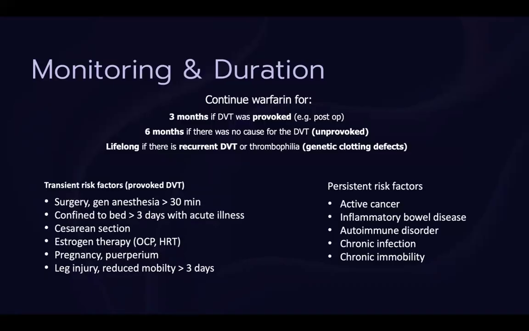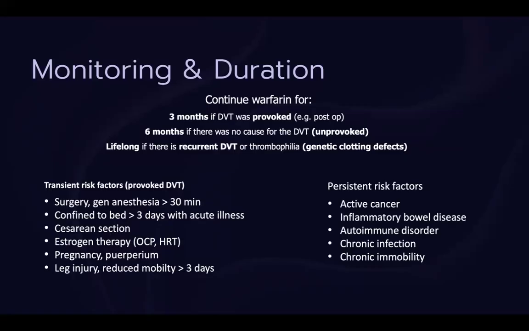And then there are patients where you're going to consider giving lifelong treatment. For example, if there's a recurrent DVT, or if they've got some genetic clotting defects, for example. There are also tables that think in terms of transient risk factors and persistent risk factors, and this might also be useful in terms of making your decision.